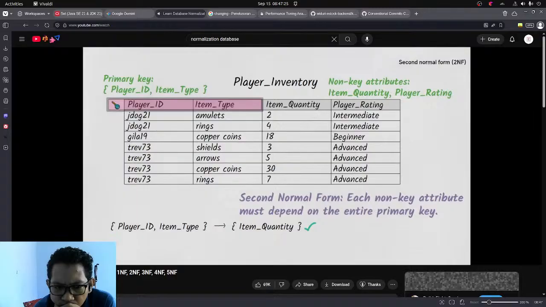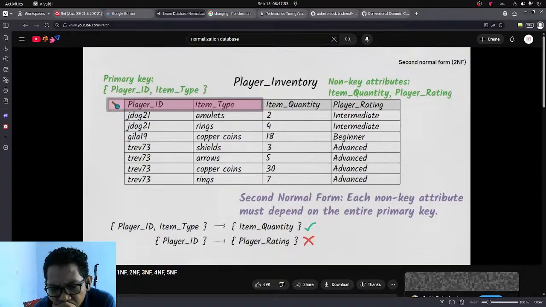Does player rating depend on the entire primary key? No, it doesn't. Player rating is a property of the player only. In other words, for any given player, there's one player rating. This dependency on player is the problem. It's a problem because player isn't the primary key. Player is part of the primary key, but it's not the whole key. That's why the table isn't in second normal form, and that's why it's vulnerable to problems.